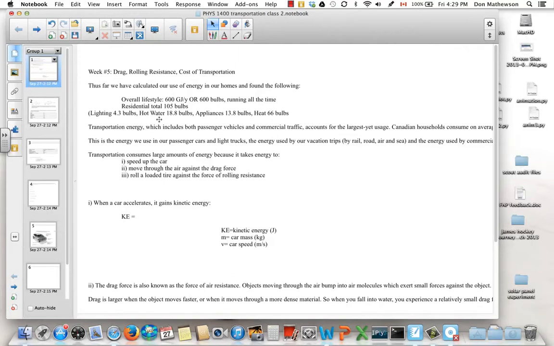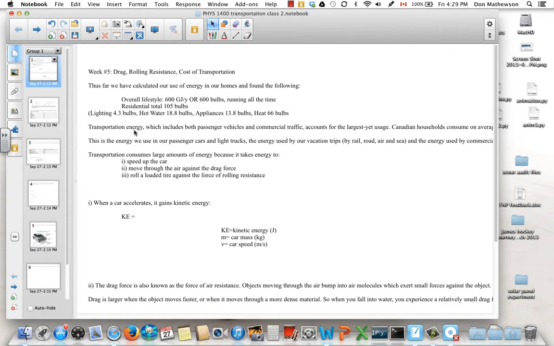Okay, so it's time to look at transportation energy. Overall, thus far, we know that our total lifestyle is about 600 gigajoules, or about 600 bulbs on all the time. Our residential total is about 105 bulbs, so for lighting, about 19, for heating water, about 14, for appliances, about 14, and about 66 for home heating energy. Now we move on to the next big wedge of the pie.